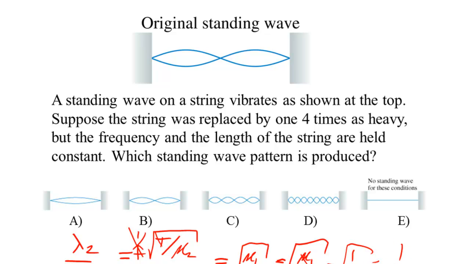Now if we go to a situation where we have a wavelength that is 1/2 of the original standing wave, if this is our original wavelength, then half of this should be our new wavelength. So that would be a wave that would look like this, and of course continue on like this. So that one looks like C.